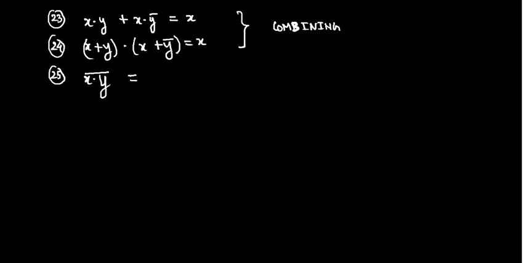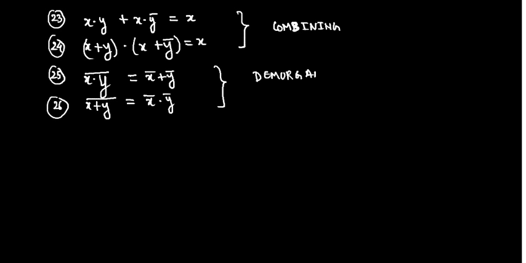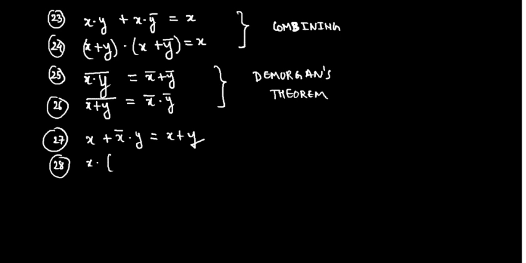x into y whole bar equals x bar plus y bar, and x plus y whole bar equals x bar into y bar. These are known as De Morgan's theorem. Now I'm going to do it with 3 variables. Let me write these things first. x into y, x plus y, x dot y. So always remember that if this is changing, you just need to retain x and y.